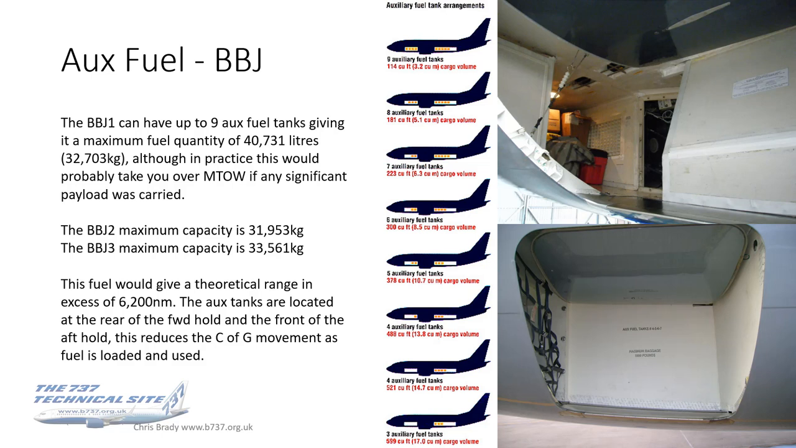The BBJ2 and 3 have very slightly different maximum capacities. Bizarrely, the BBJ2 is slightly less and the BBJ3 is slightly more. But all the same, 33.5 ton of fuel is pretty impressive for a 737. That'll give you a theoretical range in excess of 6,200 nautical miles. The tanks are located at the rear of the forward hold and the front of the aft hold to have them as centrally located as possible, to reduce the CG movement as the fuel is both loaded and used.